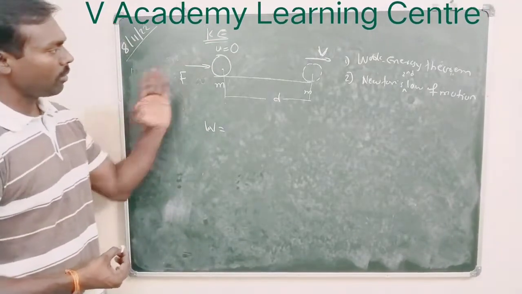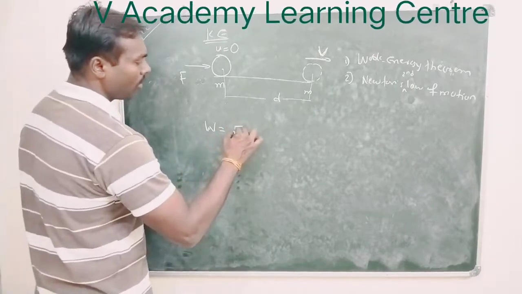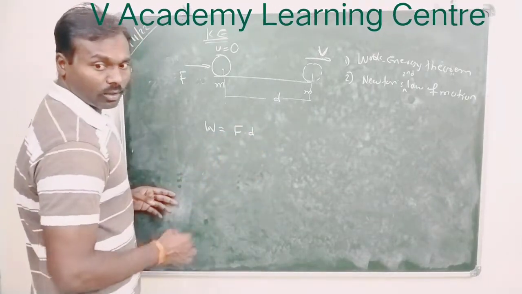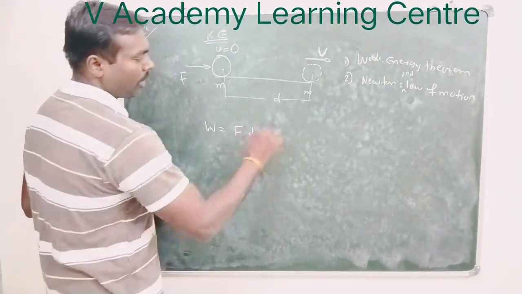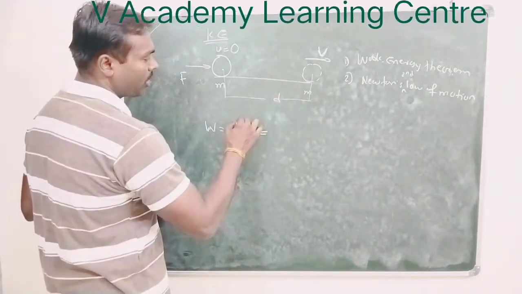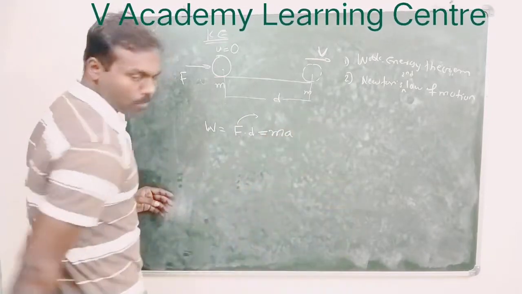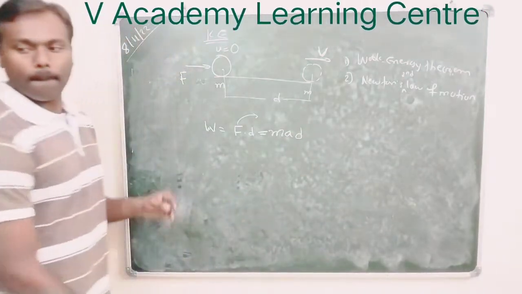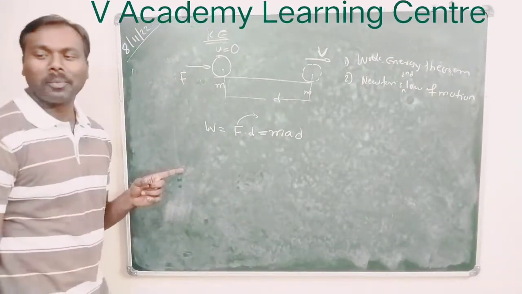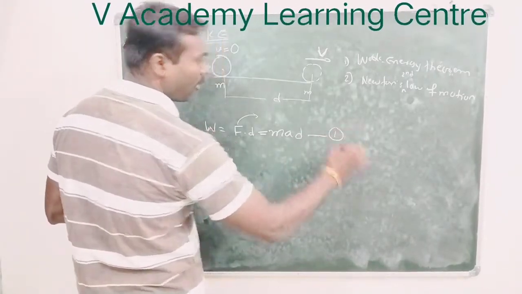force into displacement. Perfect. And again it is a dot product, don't worry. Now here, as per Newton's second law, F equals ma, into displacement, so work done is m a d.